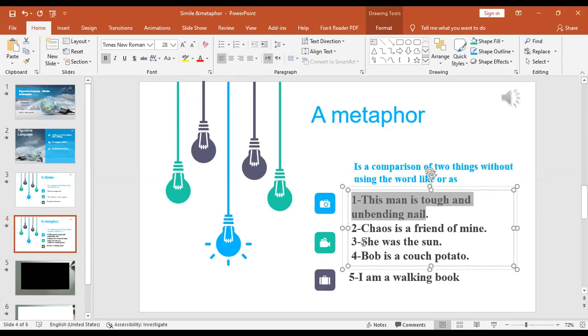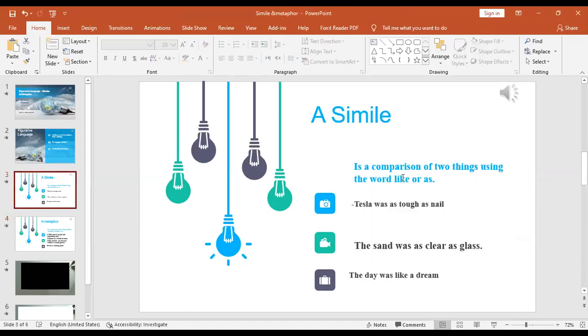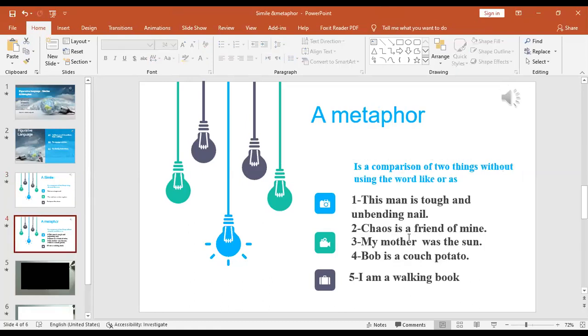Look at here. She was the sun. I compare my mother to the sun. Let me change it. She was the sun. My mother is like the sun, but I didn't use like or as. So here's the difference. In simile, we use like and as. In metaphor, we do the same without using like and as.